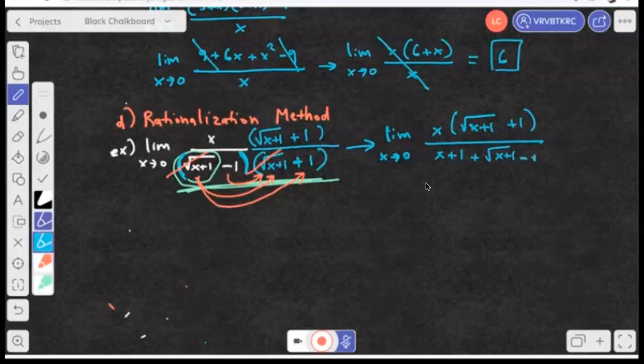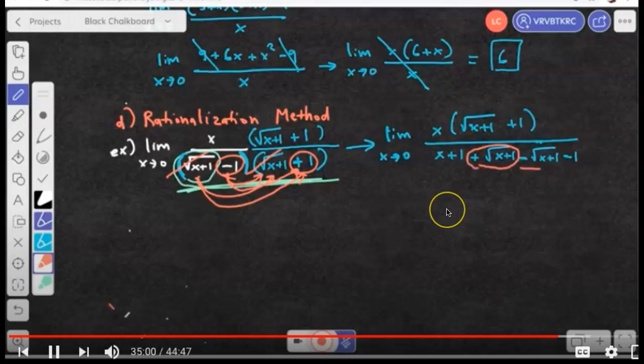So you're multiplying it out. We used the FOIL method, and that's what you get on the denominator. If you have a positive radical x plus 1 and a negative radical x plus 1, those terms are going to cancel. The 1 and the minus 1 cancel, and so you're just left with x on the denominator.